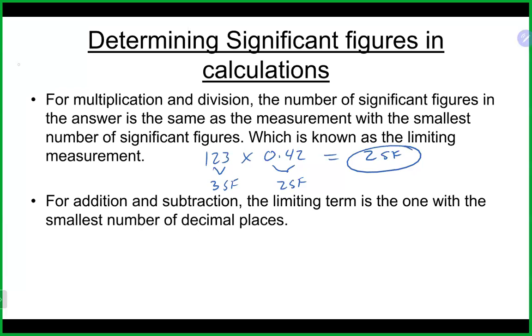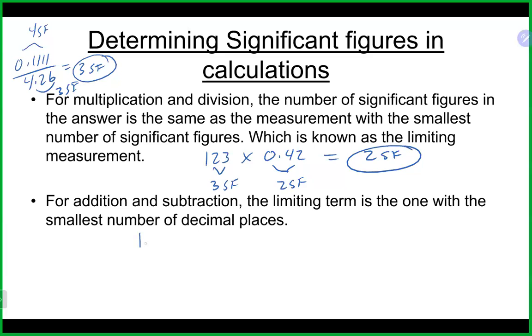If you're dividing, same deal. If you had 0.111 divided by 4.26, this is 3 significant figures. That is 3 significant figures. That means your answer should have the least, which is 3 significant figures. So multiplying or dividing, you're looking at significant figures, it is the least. When you add and subtract, it is actually decimal places that you're looking at, and your answer should have the same as the one with the least number of decimal places.